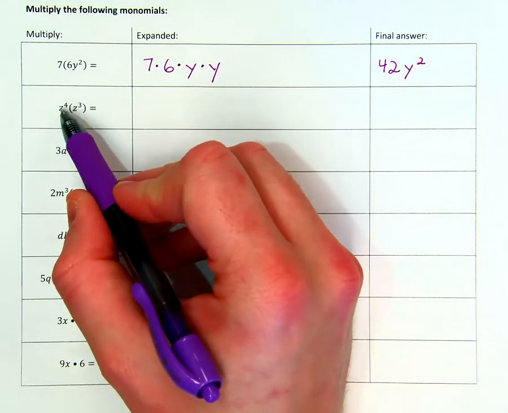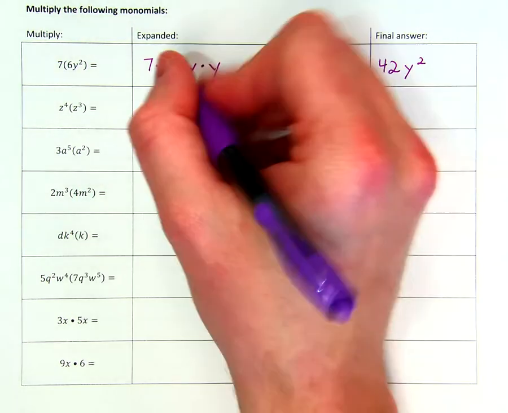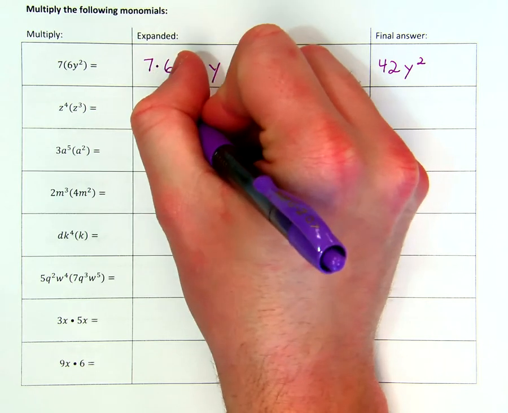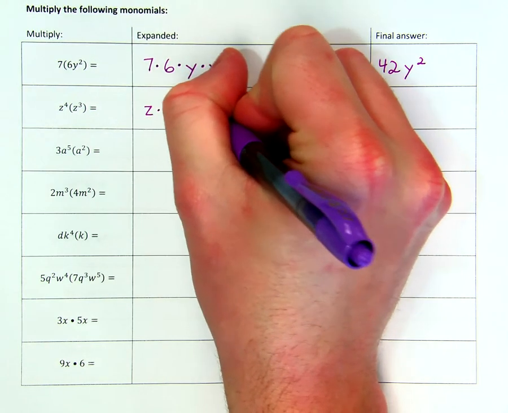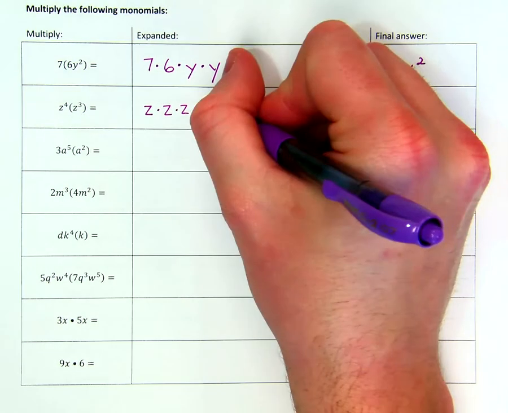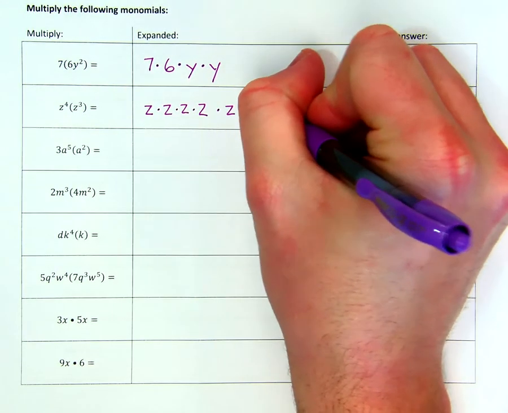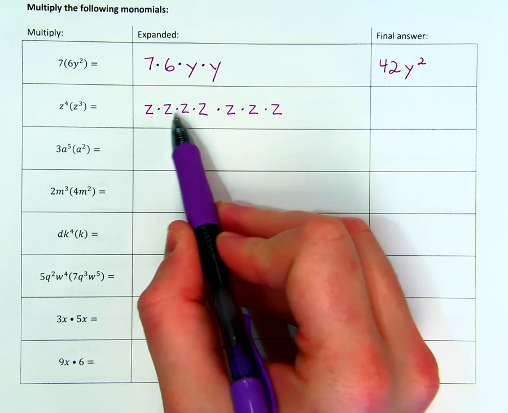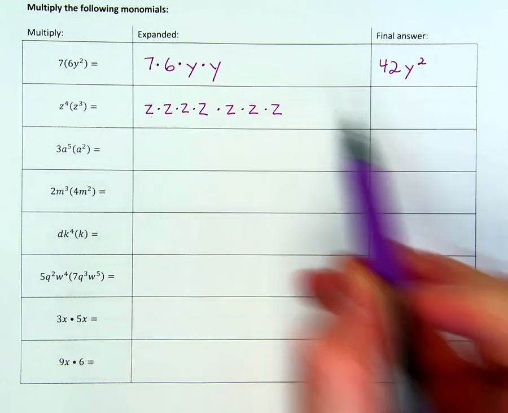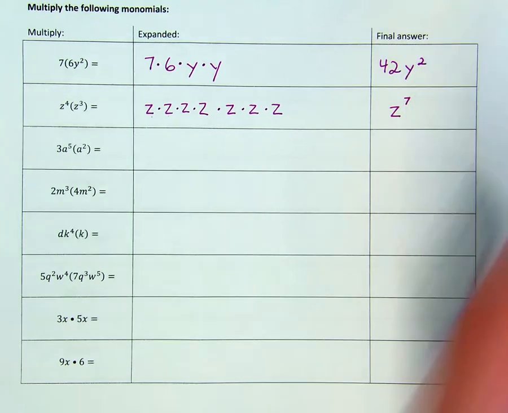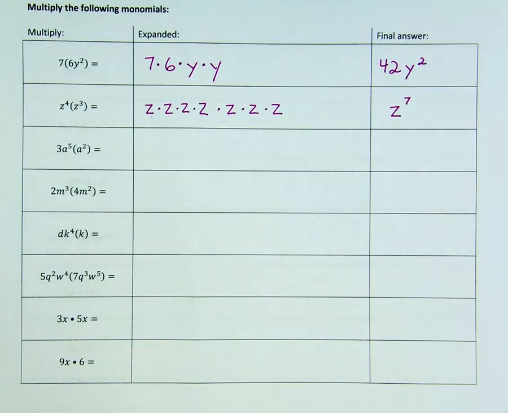The next one is z to the fourth times z to the third. If we were to expand out z to the fourth, it would be 4 z's multiplied against each other, and we're multiplying that by 3 more z's. 1, 2, 3. At the end of the day, we have a set of 1, 2, 3, 4, 5, 6, 7 z's all being multiplied against each other. So the final answer is z to the 7th.